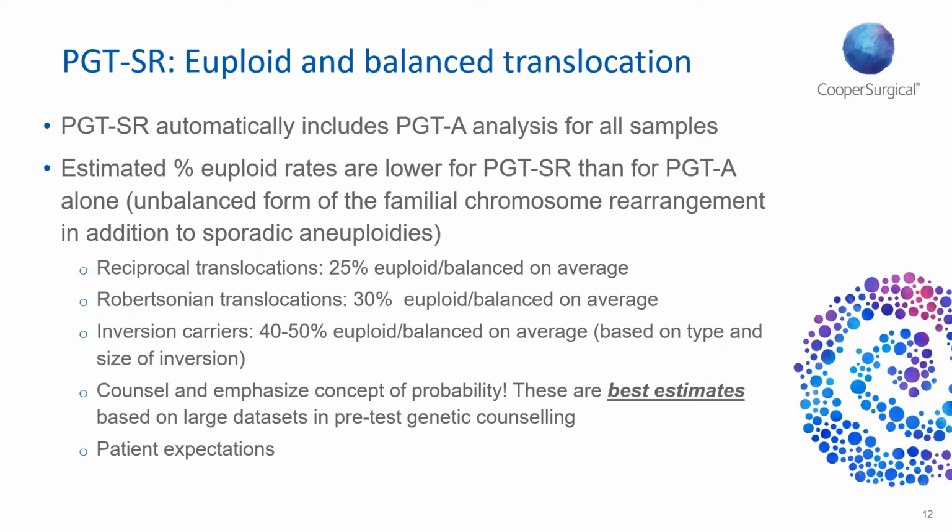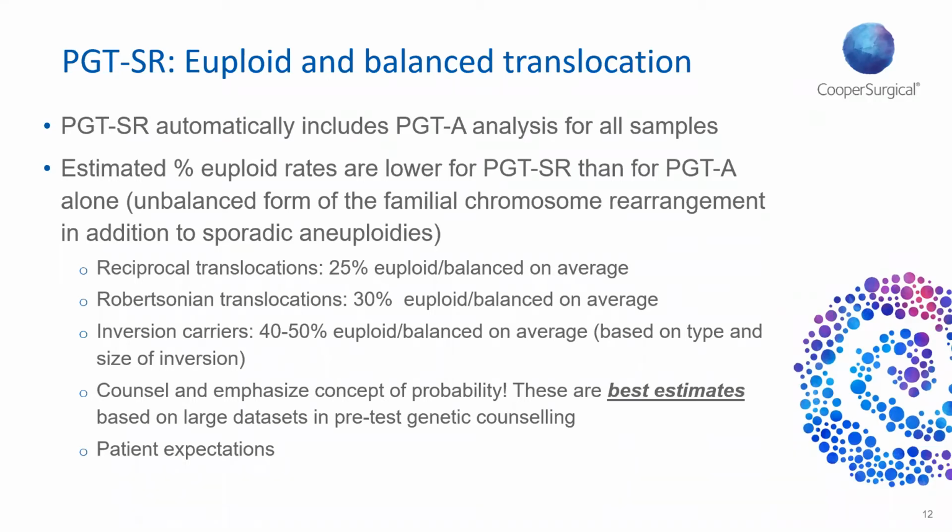For Robertsonian, it's a wee bit higher. I'd say 30, sometimes up to even 38% within our internal data. Inversions and insertions potentially could be a wee bit higher. I counsel generally 40 to 50. We don't have a lot of data for that because they happen more rarely.